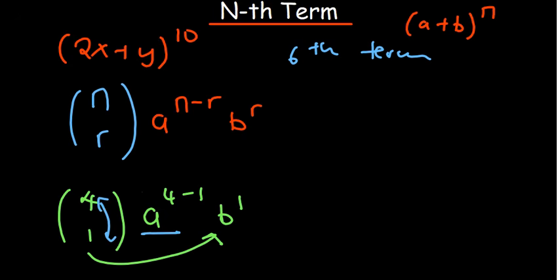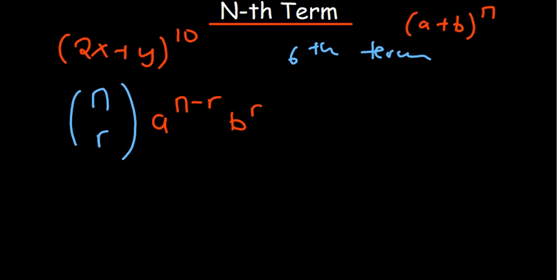I think that will help you to remember if you've not yet gotten hold of that. Okay, so with that understanding, I've said the value of r is always going to be less by a 1. So if I've asked you to find the 6th term, what do we expect to do? Your value of n is going to be what the expression is raised to. So in this case, our value of n is 10.